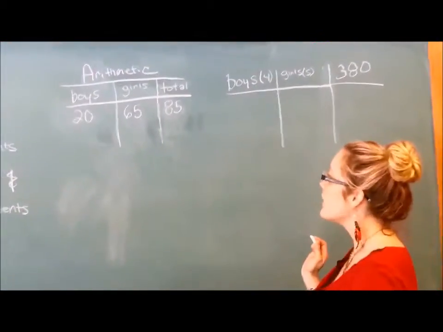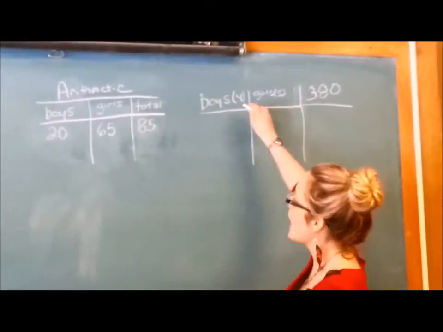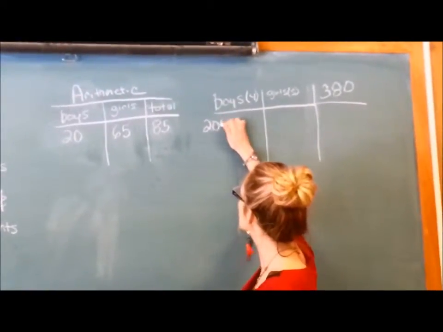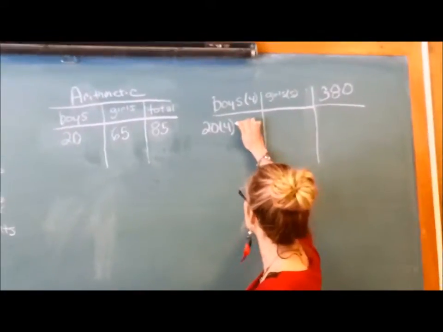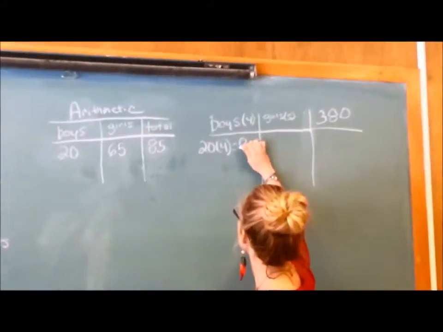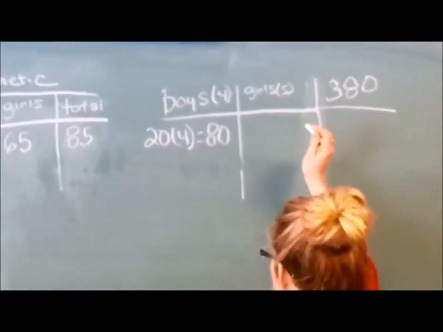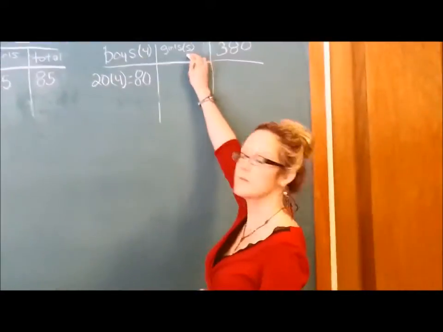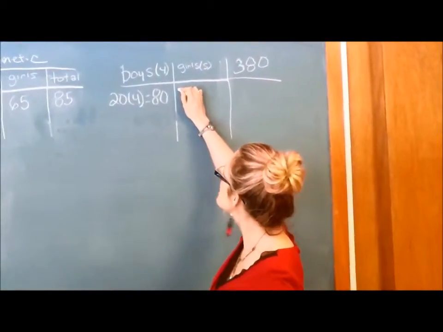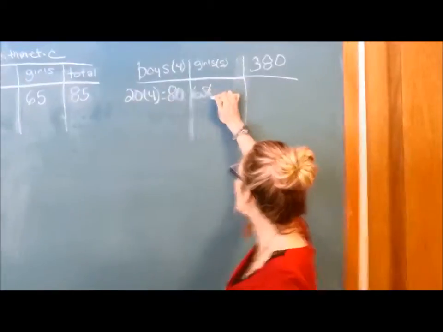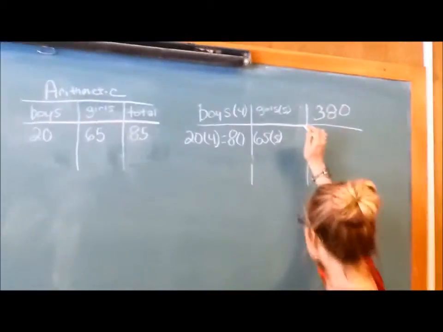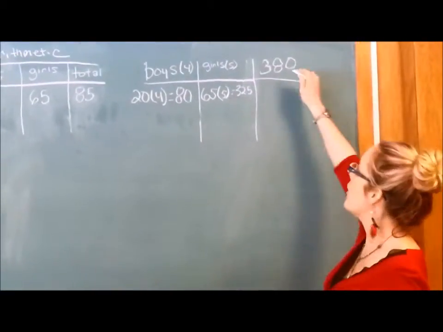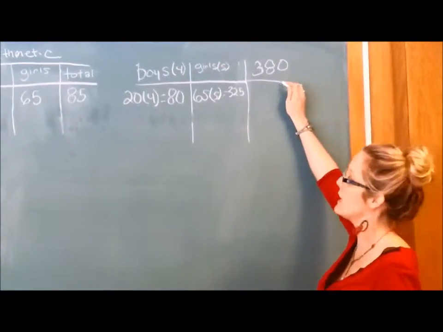Alright, so then let's come over to this chart. And we know that every boy gets 4 oranges. So we'll do 20 boys times 4 equals 80. So, we know every girl gets 5 oranges. And if we have 65 girls times 5, we get 325. So now, we know that our total oranges is 380.